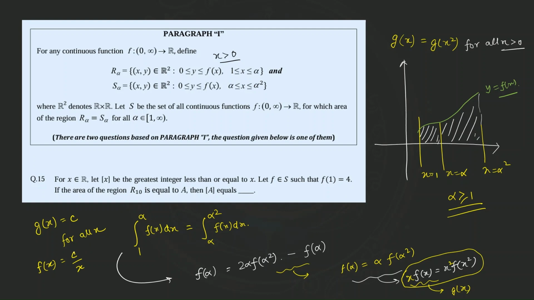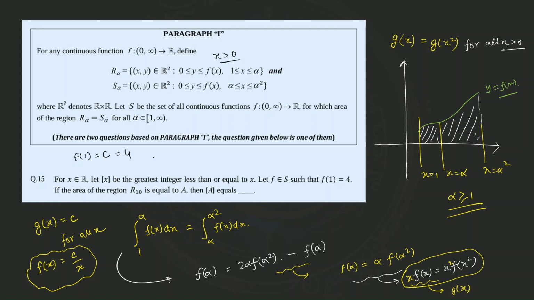And this c we have to find out from the information given in the question statement. For example, here in question 15, it is said for x belonging to the set of real numbers, let [x] be the greatest integer less than or equal to x. Let f belonging to S such that f(1) equal to 4. So f(1) is c, so c is equal to 4. If the area of the region R10 is equal to A, then what is the greatest integer of alpha?